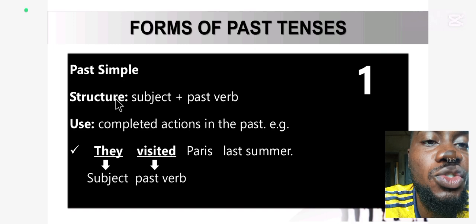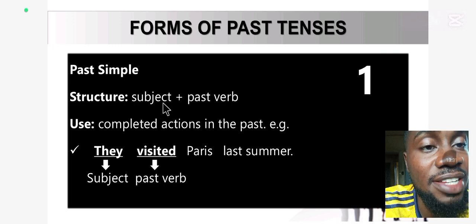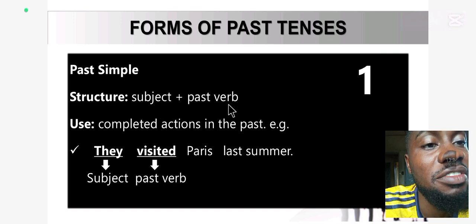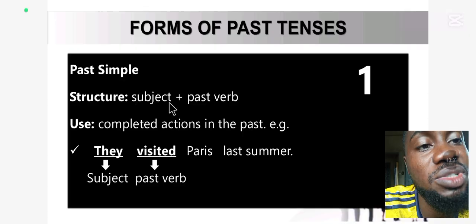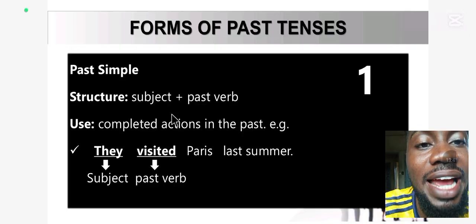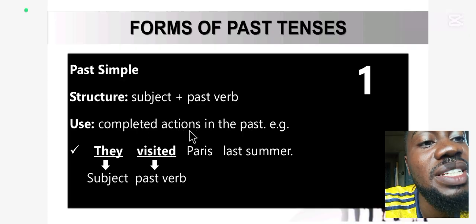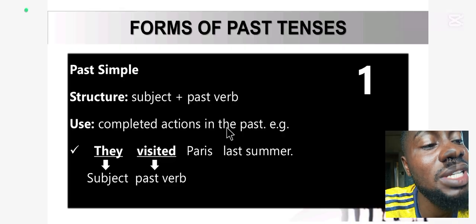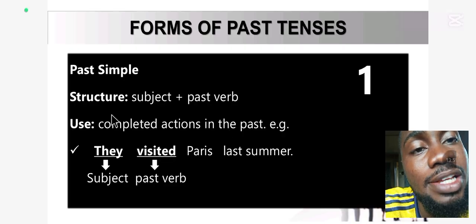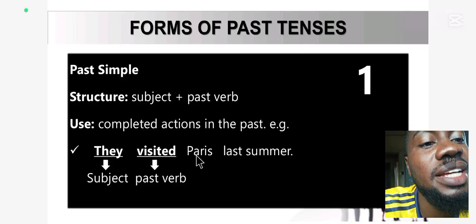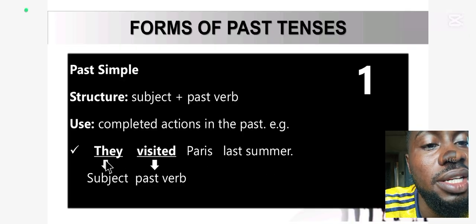And what is the structure? It has a subject plus a past verb, which is a past tense verb. So what is it used for? Completed actions in the past. An action that has been completed in the past. That's when you use the past simple tense. Example, they visited Paris last summer.